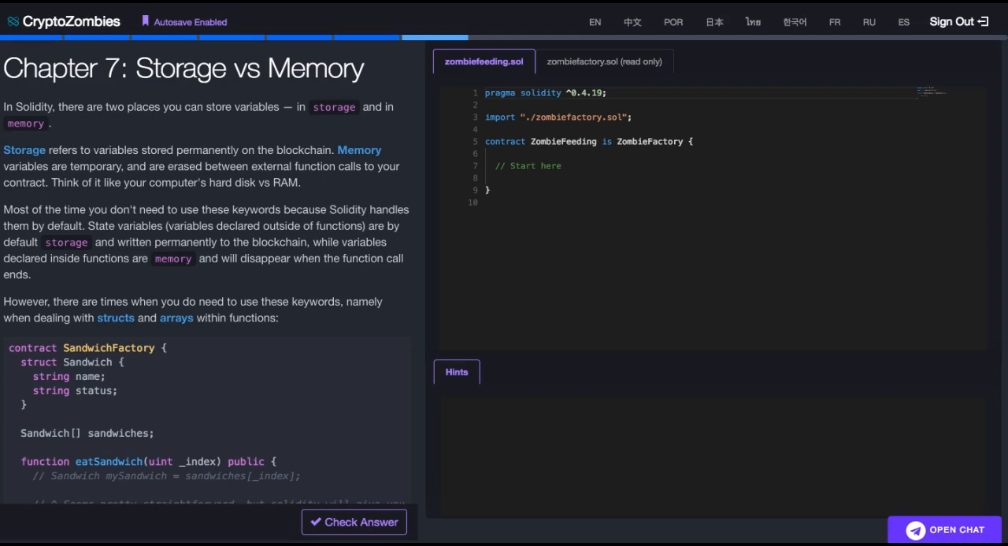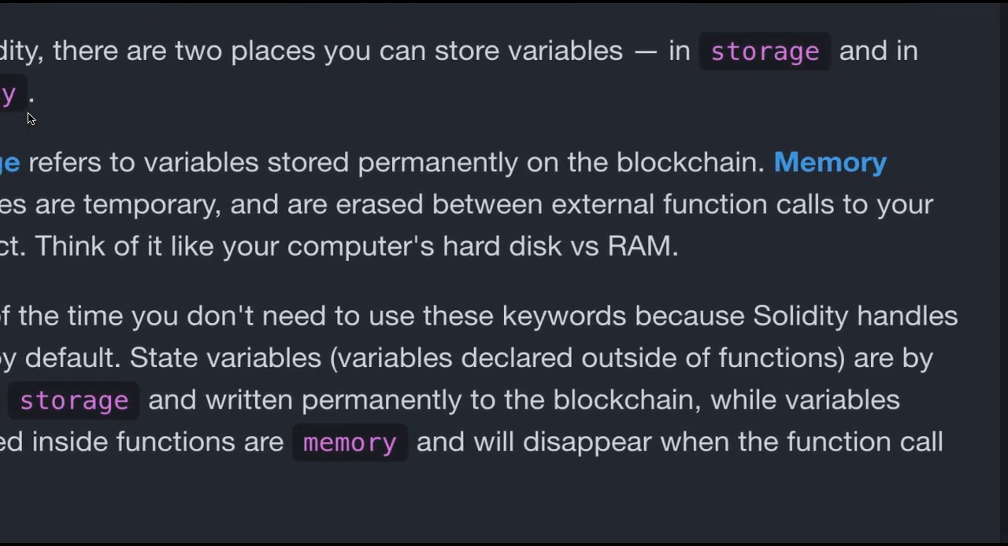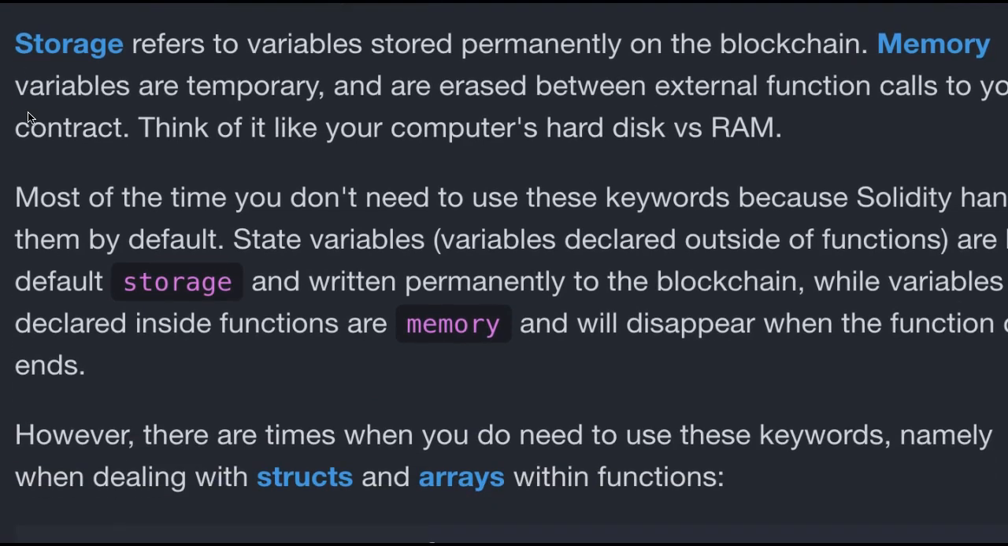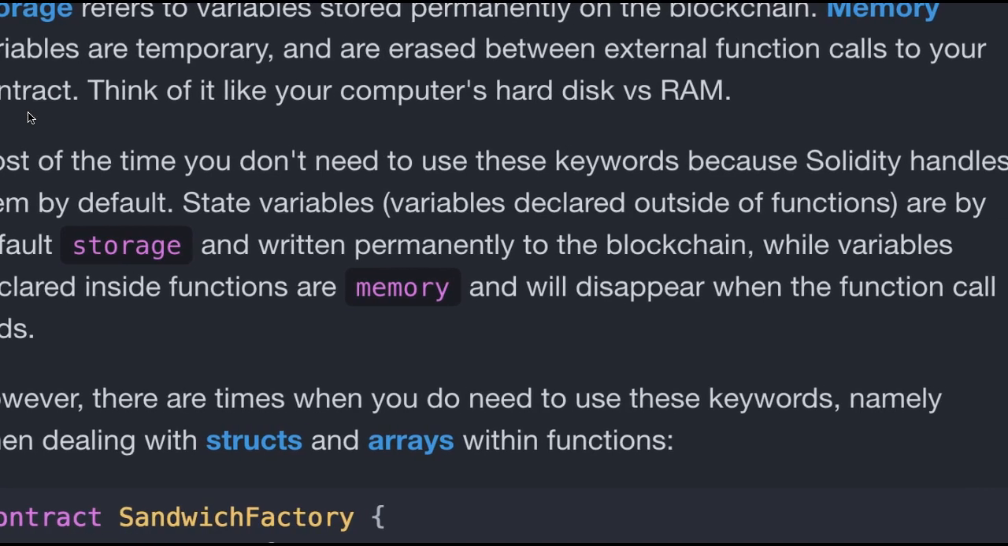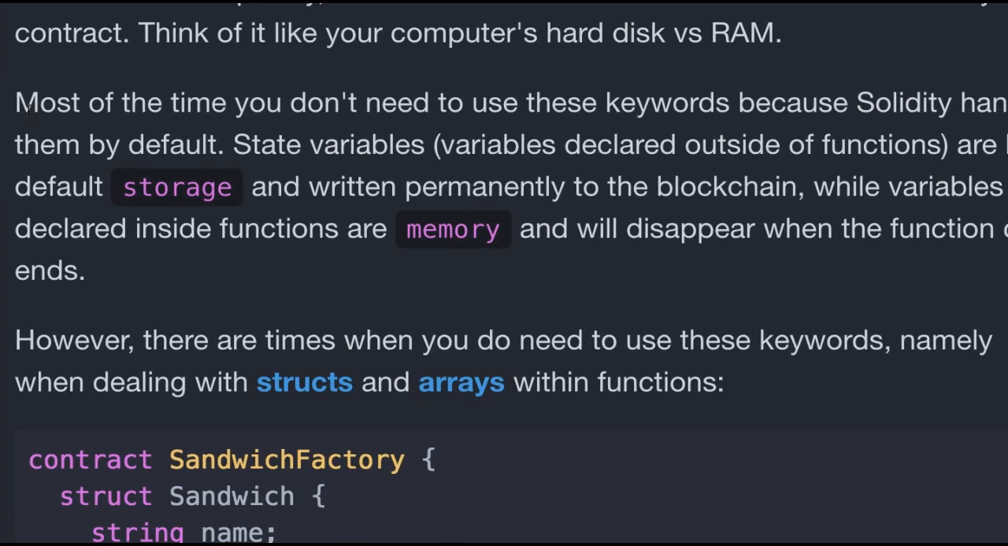Welcome back to CryptoZombies, Lesson 2, Chapter 7, Storage versus Memory. In Solidity, there are two places you can store variables: in storage and in memory. Storage refers to variables stored permanently on the blockchain. Memory variables are temporary and are erased between external function calls to your contract. Think of it like your computer's hard disk versus RAM.